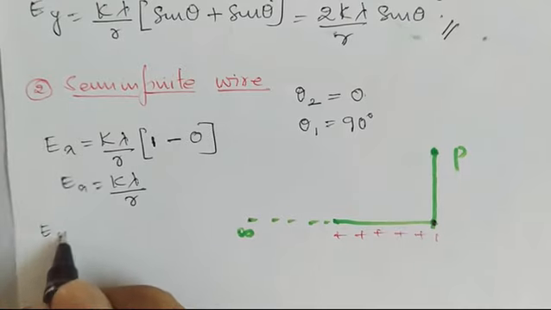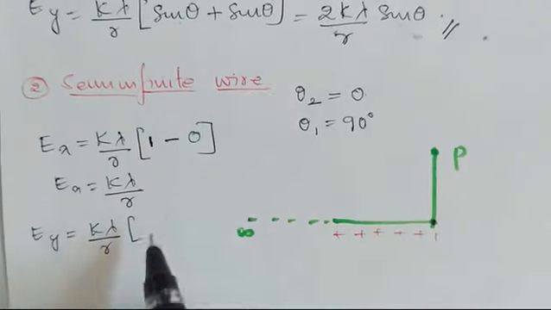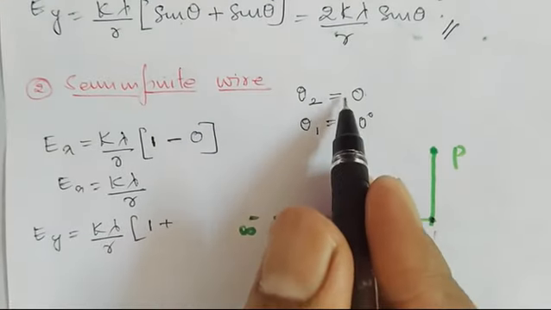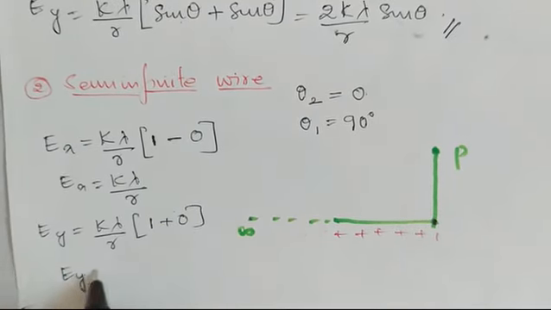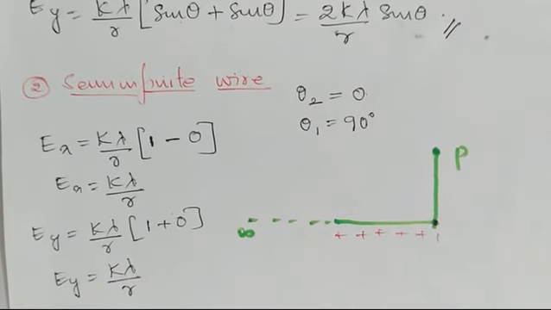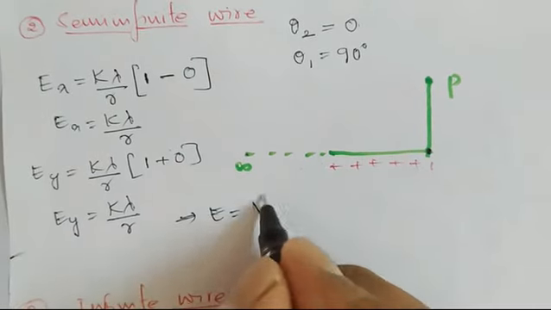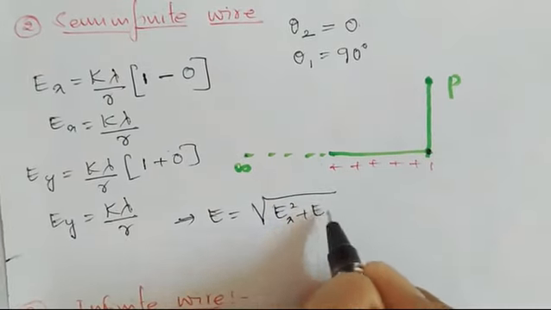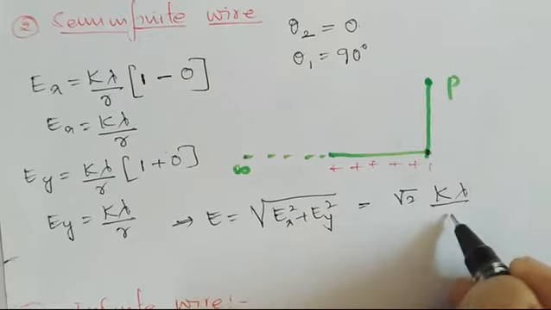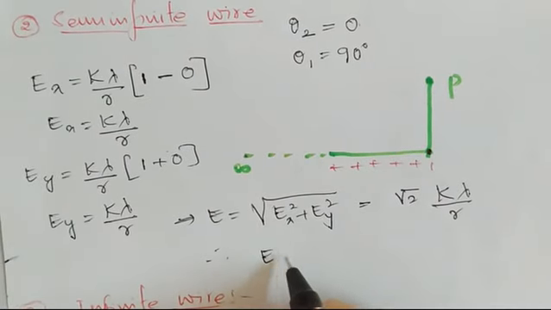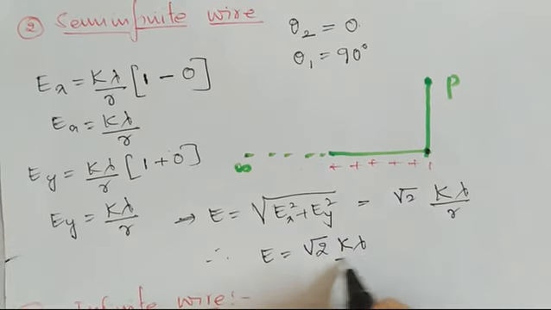So now the Ey value is K lambda divided by R, sin theta 1 is sin 90 degrees, so that is 1, and sin 0 is 0. So again we will get Ey as K lambda divided by R. So for the resultant of these two, see, Ex and Ey are equal. So the resultant is equal to under root Ex square plus Ey square, or I can write root 2 K lambda divided by R. Therefore, the resultant electric field due to a semi-infinite wire is root 2 K lambda divided by R.